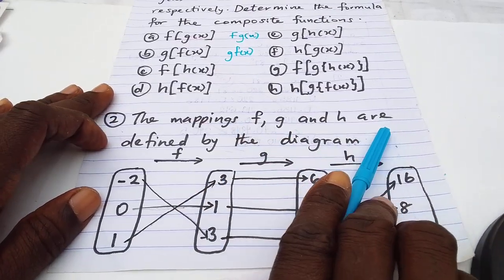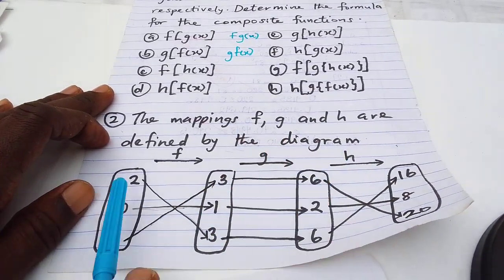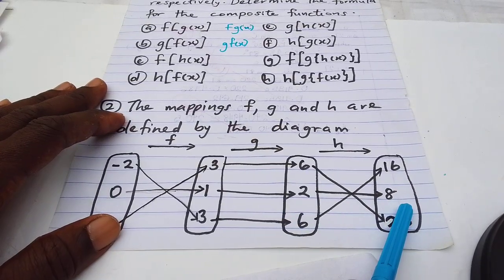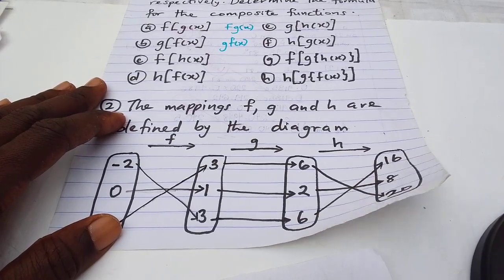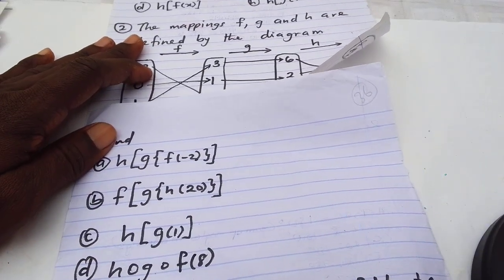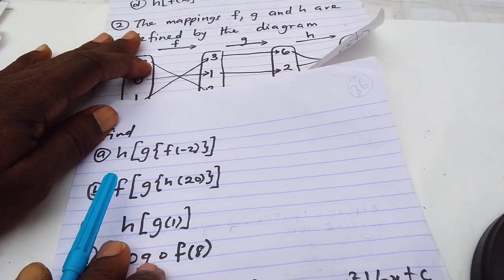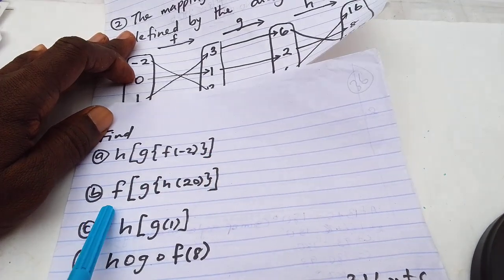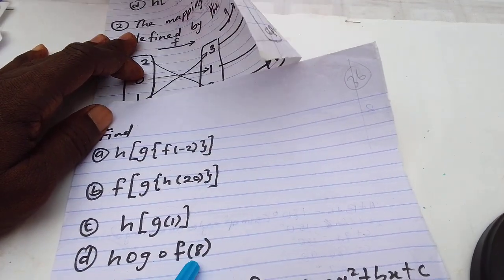Then number 2, if you are having this to be a mapping, the mappings of f, g and h are defined by the diagram. So you are having this diagram. Now from this diagram, you are told that you should find these values: a, h, b, c and d.